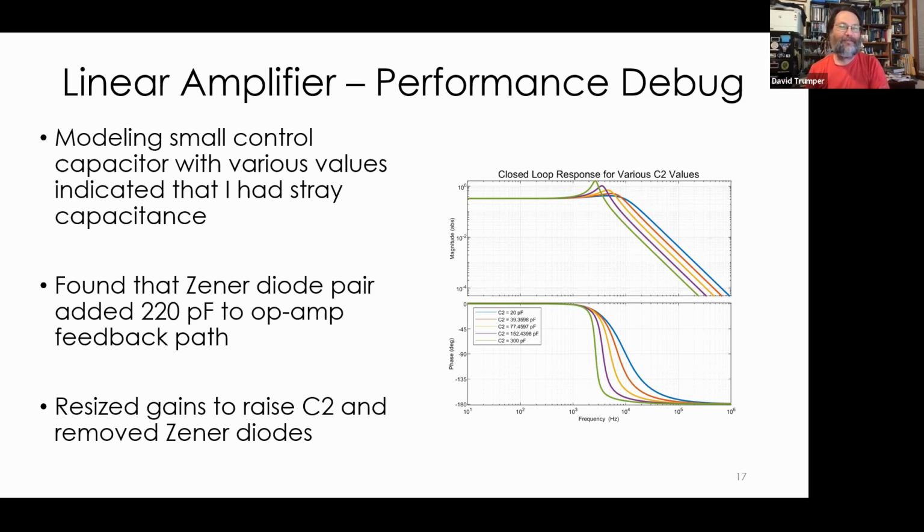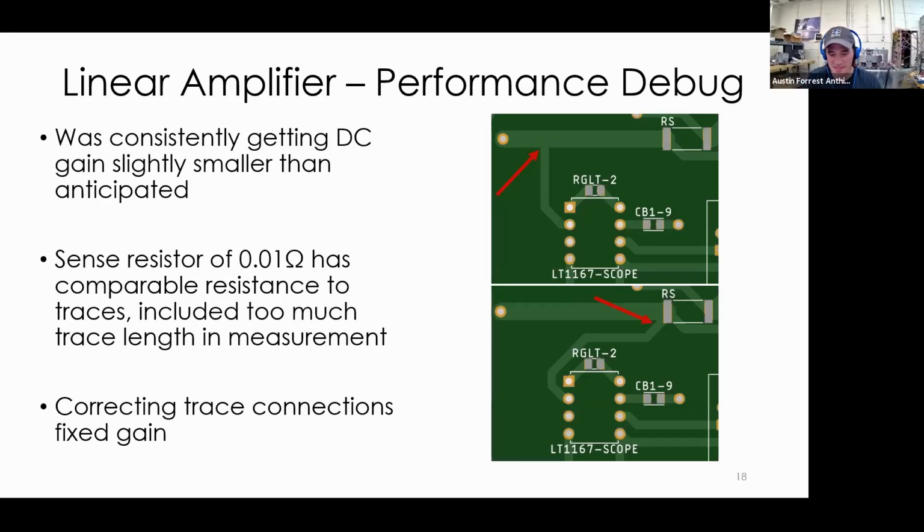All right. So here's another problem that I was seeing. My DC gains were consistently smaller than I was expecting. It turned out I had neglected to consider that my sense resistor being so small, 0.01 ohms, meant that the trace resistance would be comparable to that of the sense resistor. So I had a resistor accurate to 0.1% of its resistance value, and the DC gain was off by maybe 10%. It was because measuring the voltage from here added all this resistance of the trace. And so I ended up with a different DC gain than I was expecting.